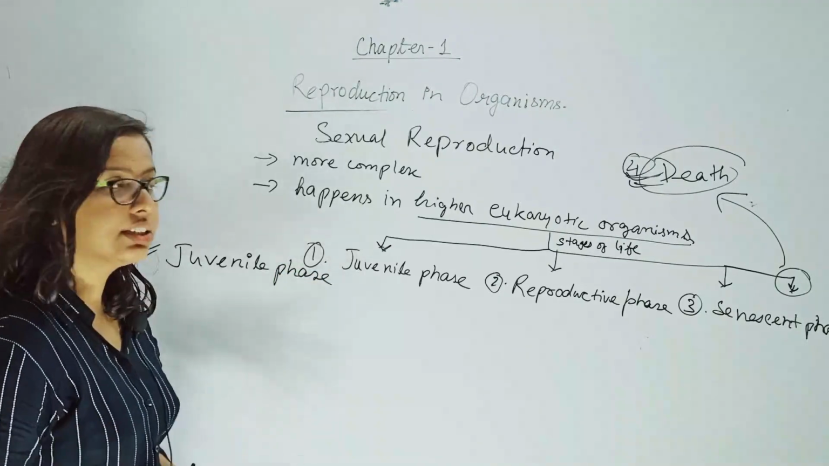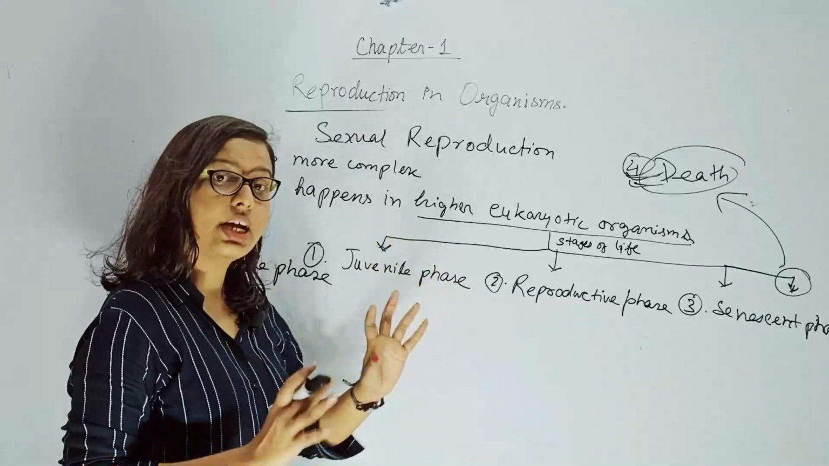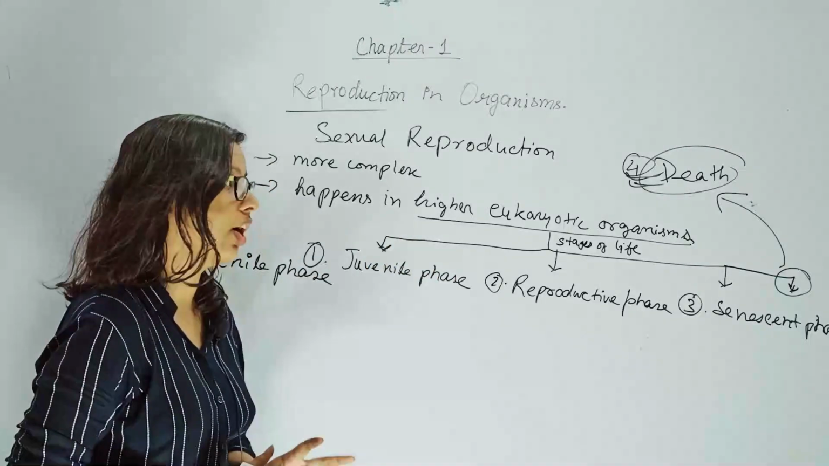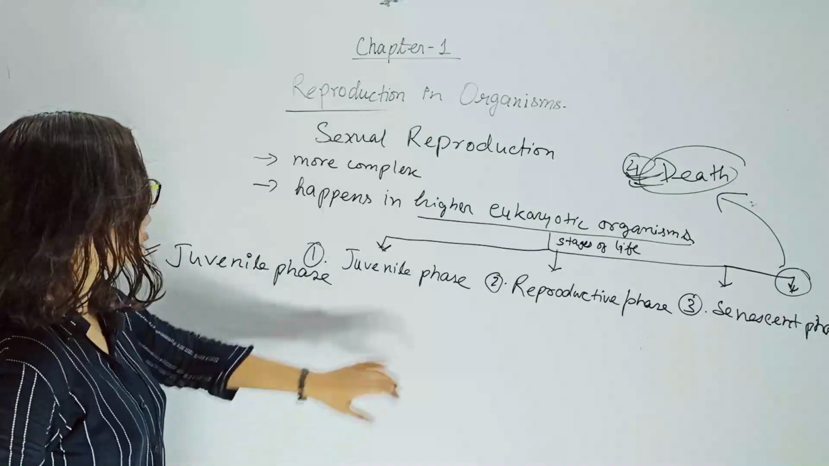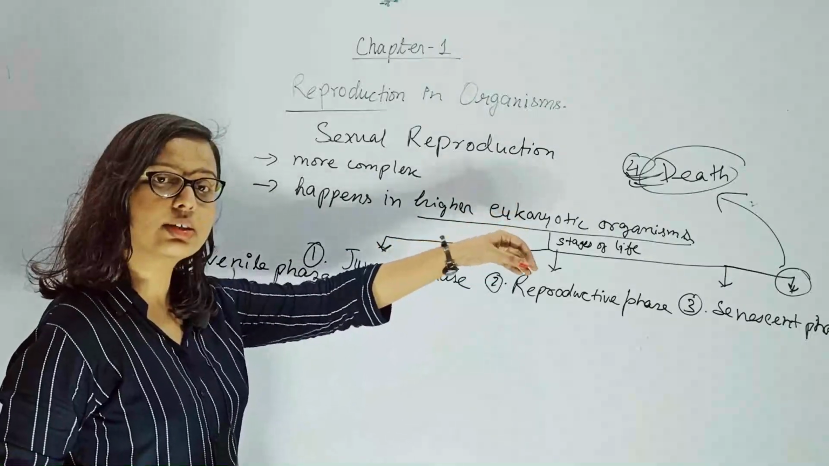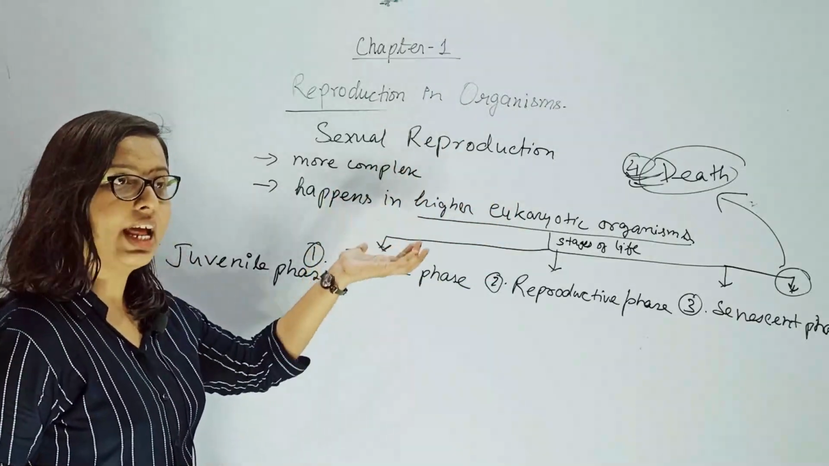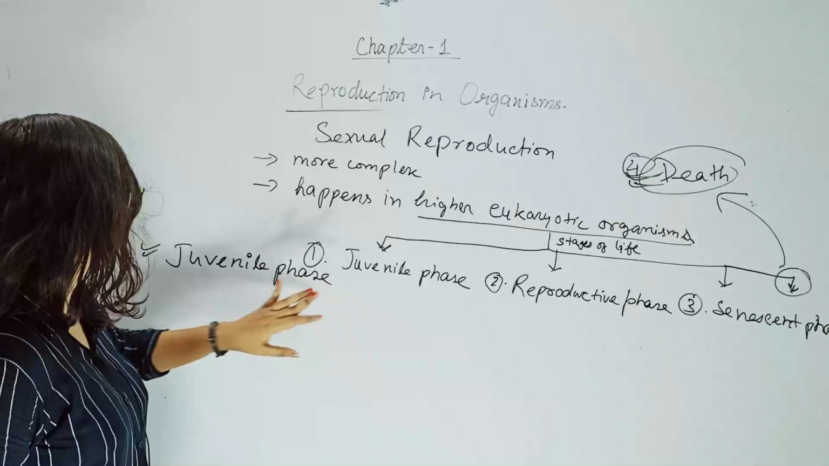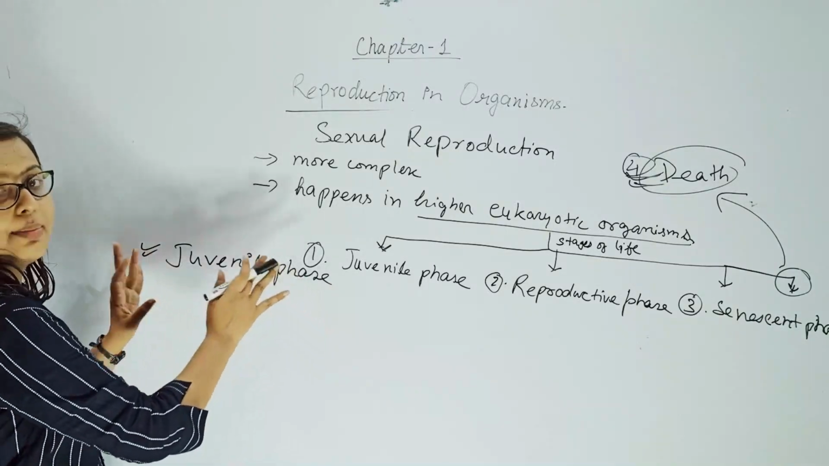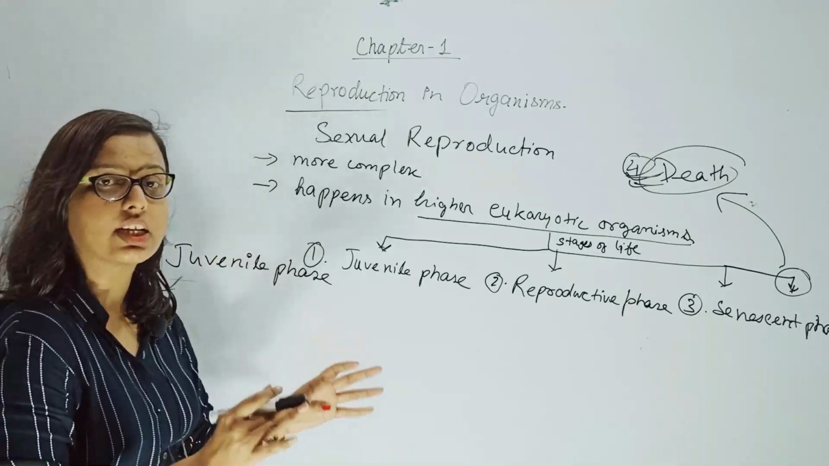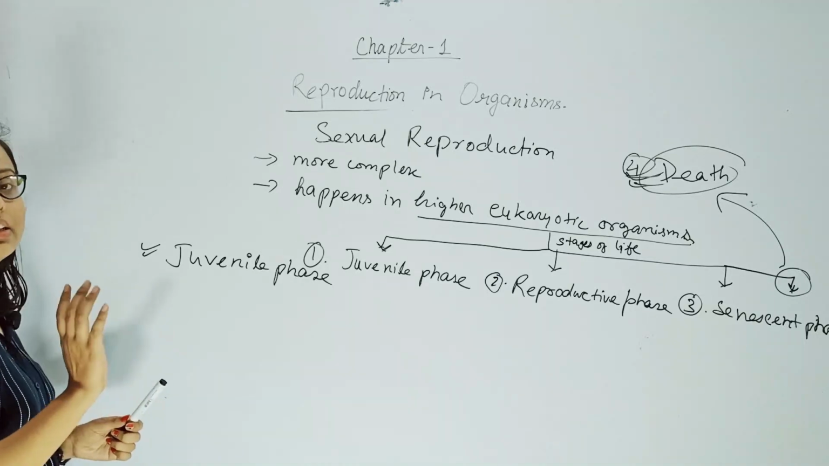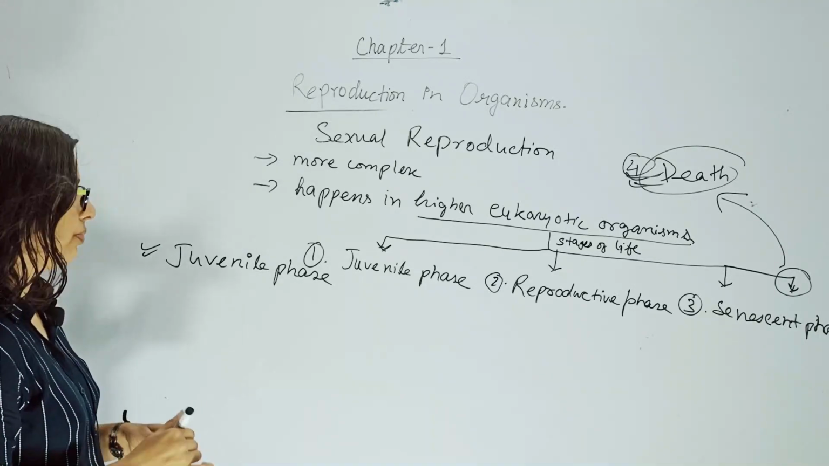Well, human beings are the higher eukaryotic organism, the highest eukaryotic organism, the highly evolved eukaryotic organism is the human being. So here, when I said higher eukaryotic organism, although there can be many eukaryotic organisms such as dog, cat, plants, anything. But here to explain you the juvenile phase, I am taking an example of human beings itself. What happens during the human being phase of life?